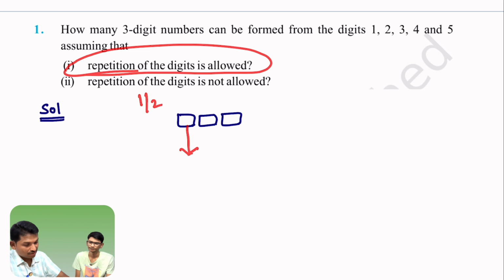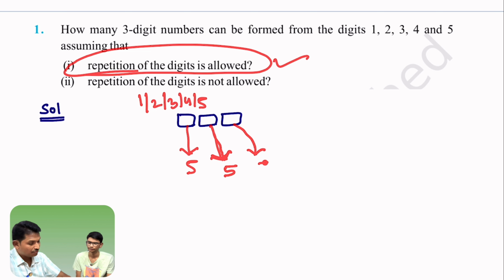You can fill 1 or 2 or 3 or 4 or 5. So this can be done in how many ways? 5 ways. Second box can be filled in how many ways? Repetition of digits is allowed. Second box can be filled in how many ways? 5 ways. What are those 5 ways? 1, 2, 3, 4 and 5. So second box can be filled in 5 ways. Similarly, third box can be filled in how many ways?